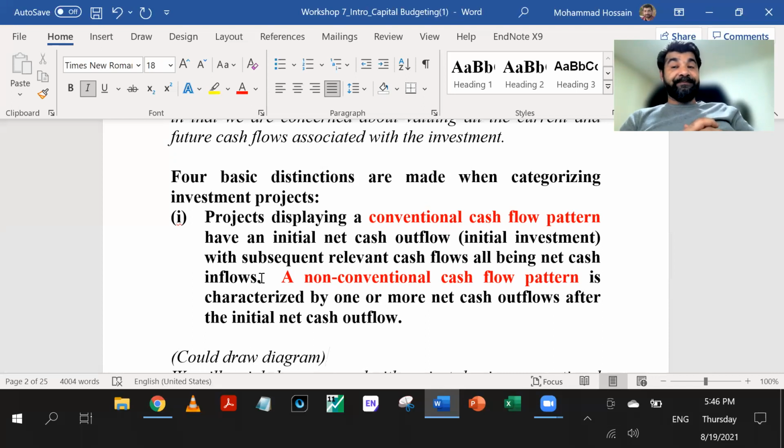Non-conventional method. A non-conventional cash flow pattern is characterized by one or more net cash outflows after the initial net cash outflow. So first you make an investment, but later you make another investment, and there will be another cash outflow. In our topic, we are not going to talk about non-conventional cash flow. We will talk about the conventional cash flow pattern.